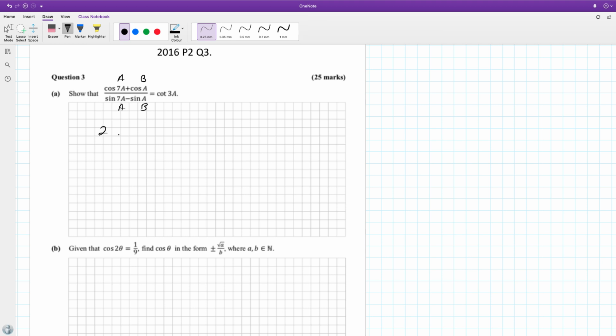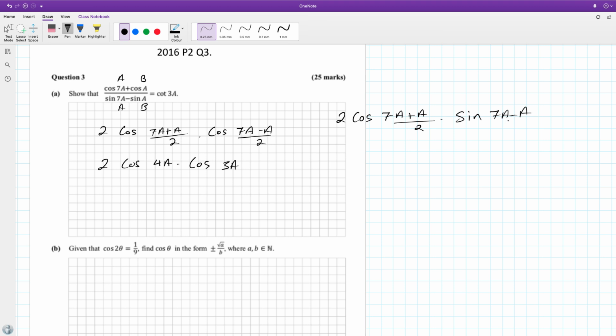So it's 2 times the cos of 7a plus a over 2 by the cos of 7a minus a over 2. That's 2 times the cos of 8a divided by 2, 4a, by the cos of 6a divided by 2, which is 3a. And then we do sine. For the bottom line, it's 2 times the cos of (a plus b)/2, which is cos of 7a plus a over 2, by the sine of 7a minus a over 2. So that's 2 times the cos of 4a by the sine of 3a.